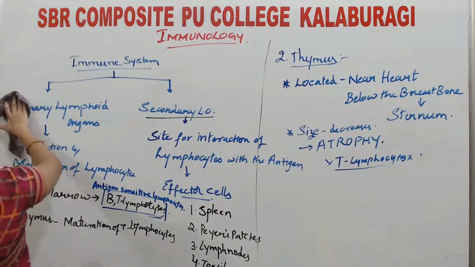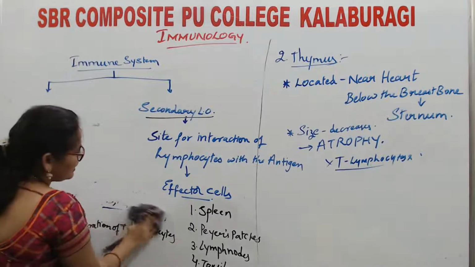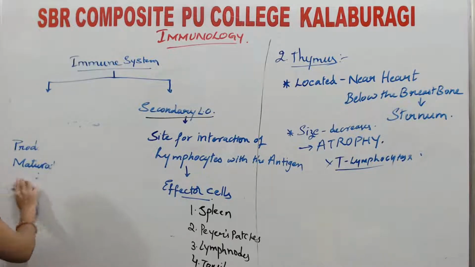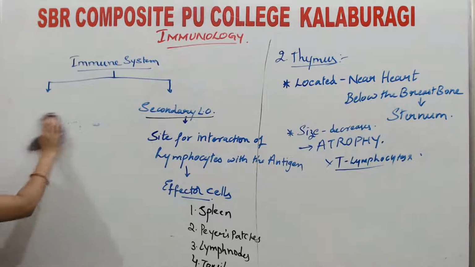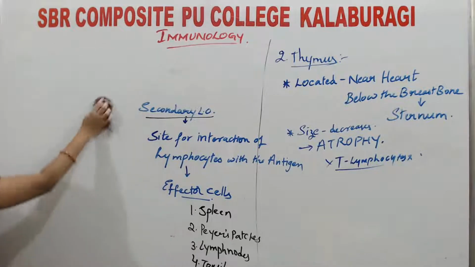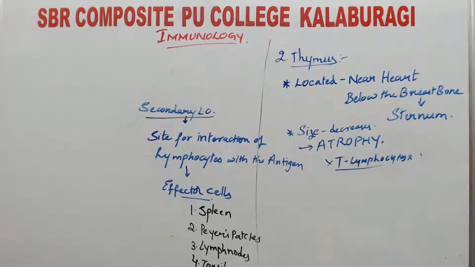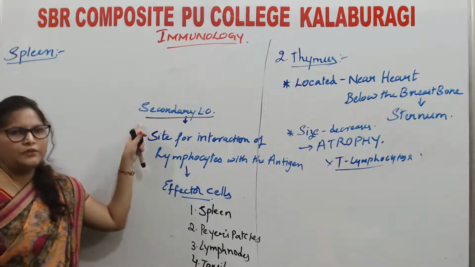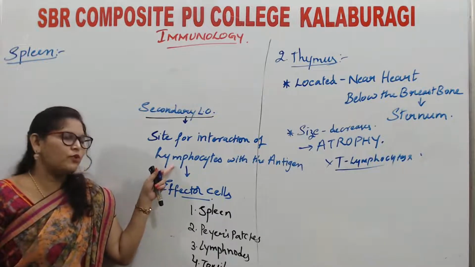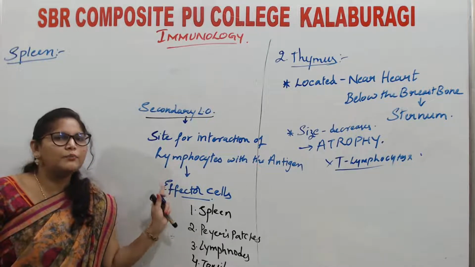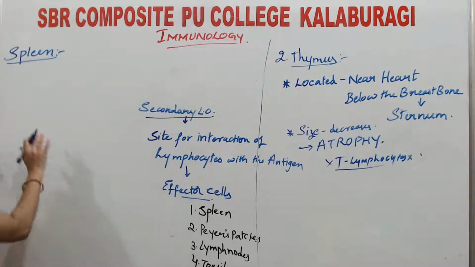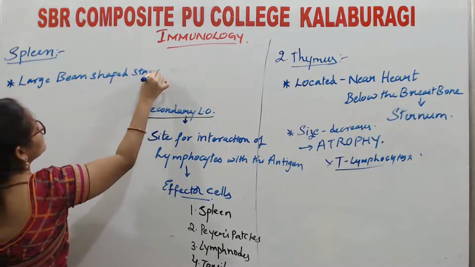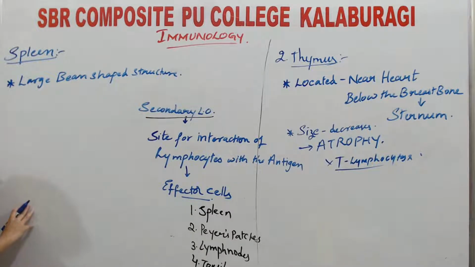Now, secondary lymphoid organs: spleen, Peyer's patches, lymph nodes and tonsils. The spleen is a large bean-shaped structure located near the duodenum, and we have studied that the spleen is the graveyard of RBC. The important function here: the secondary lymphoid organs provide the site for interaction of lymphocytes with the antigen, with which the lymphocytes now become effector cells.